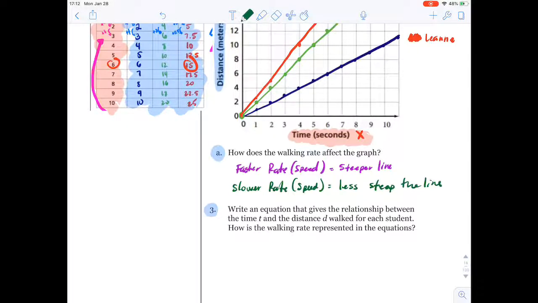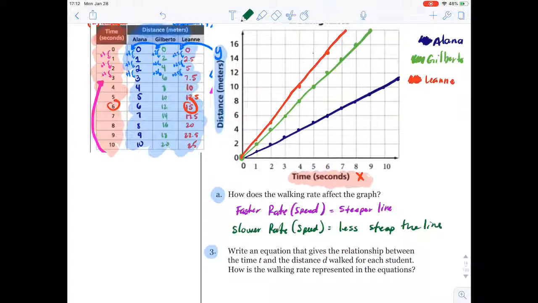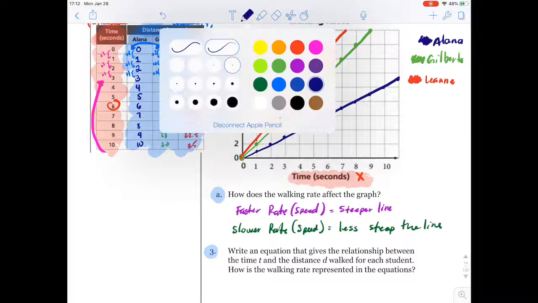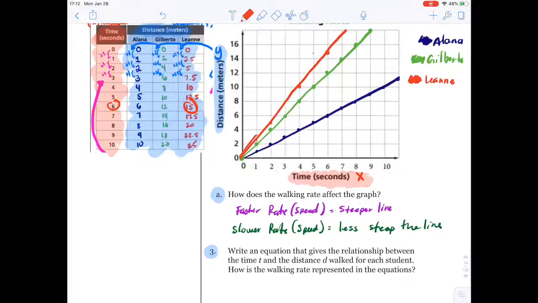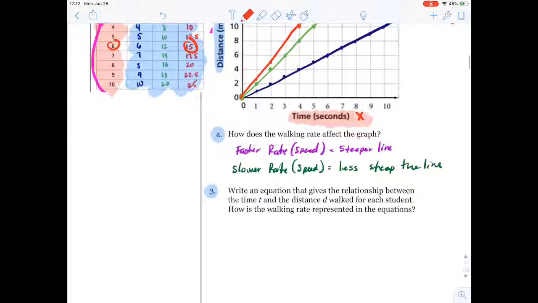Okay, so in here we have Alana. She's going at the slowest speed, so hers is the flattest of the bunch here. Okay, and here we have Leanne. She's going the fastest, so hers increases the most in the quickest amount of time. Okay, so she's going very, very steep.